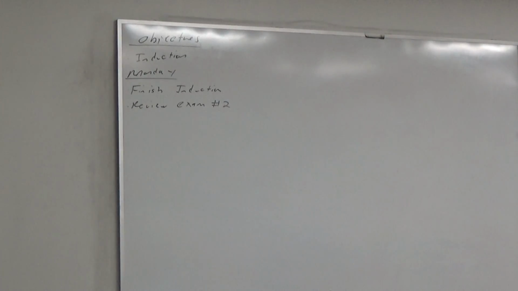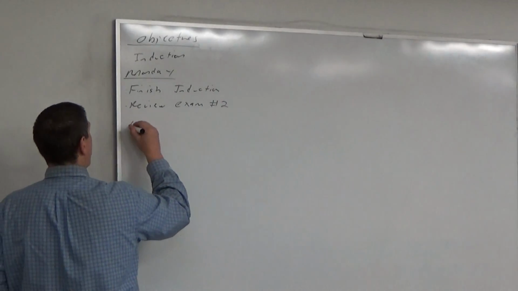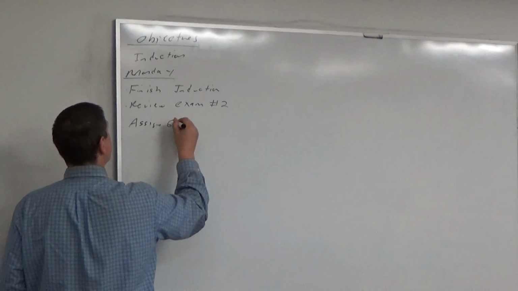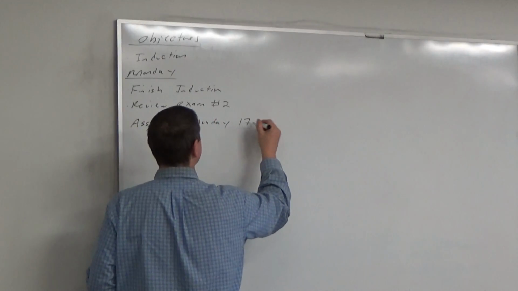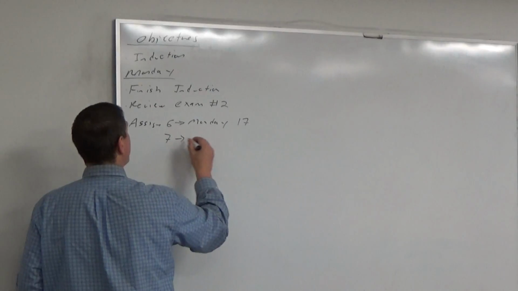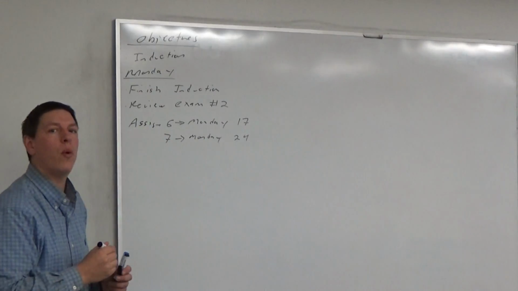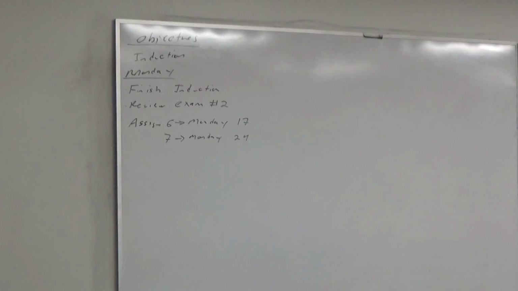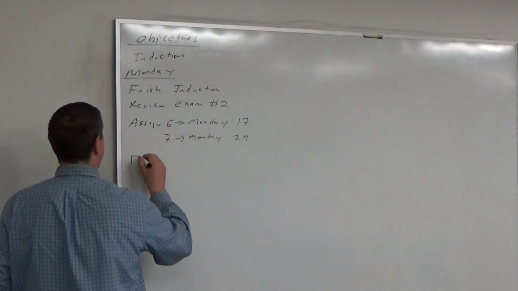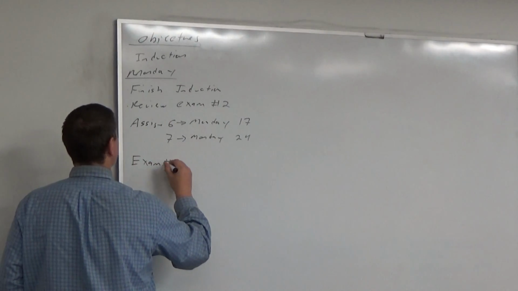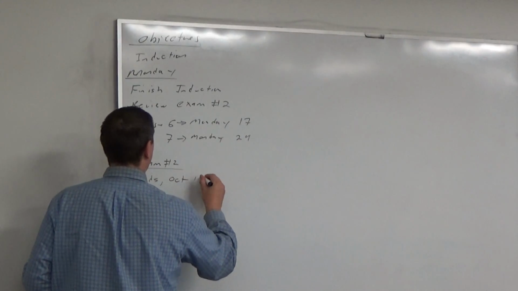Guys, just a reminder about the assignments, in case you forgot. Assignment number 6 is due on Monday next week. I think that's the 17th, right guys? And assignment number 7 is due on Monday, the 24th of October, by the way. Just making sure you know the right month for that. And don't forget, our exam is next Wednesday. Exam number 2, Wednesday, October 19th.